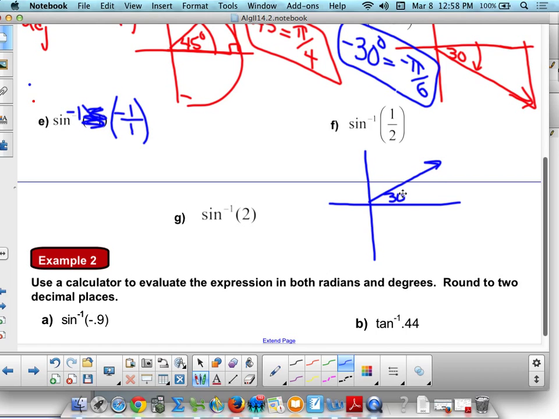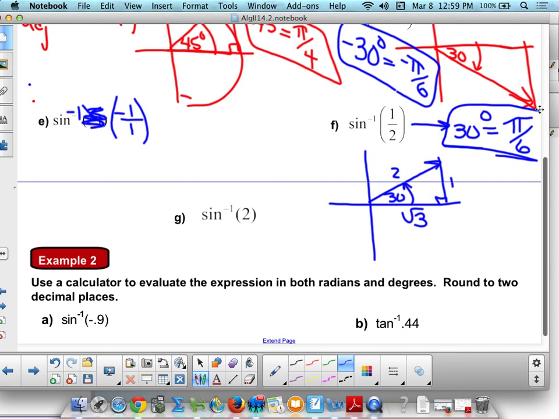Okay. So this triangle, sine would be 1 over 2. So the answer is what? What degree? 30 degrees, or better yet, what radians? Pi over 6. I guess we didn't have to do a whole lot of thinking on that one, because we'd already done it. All right, inverse sine of 2.